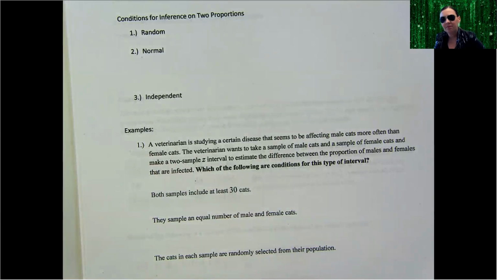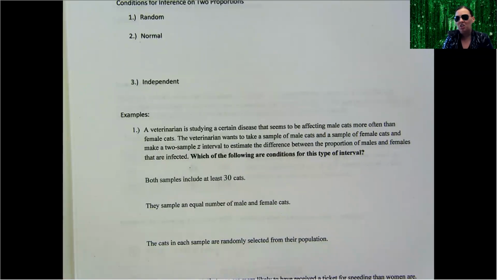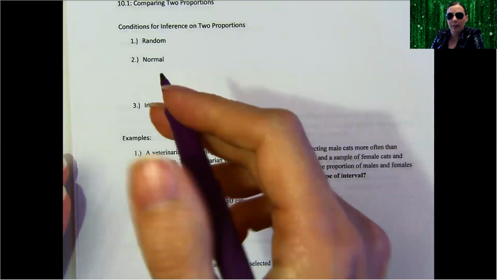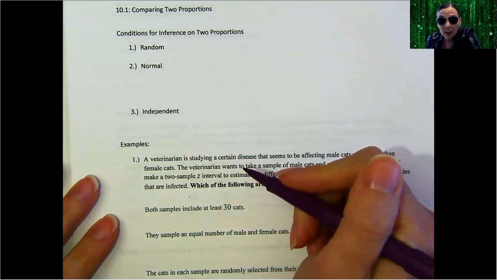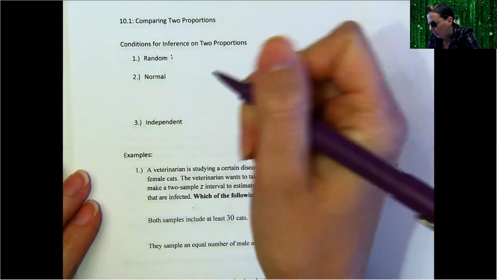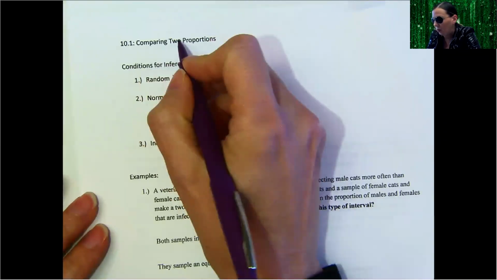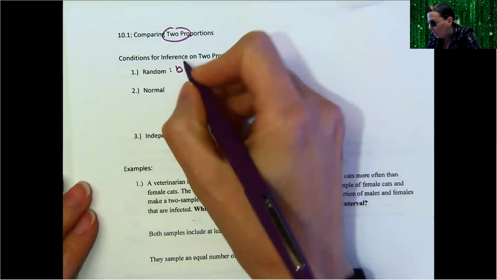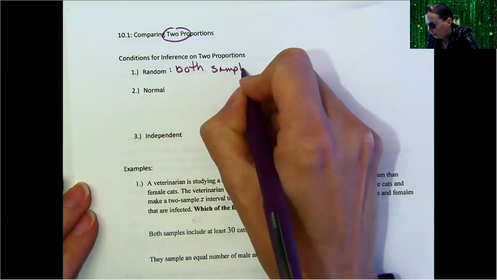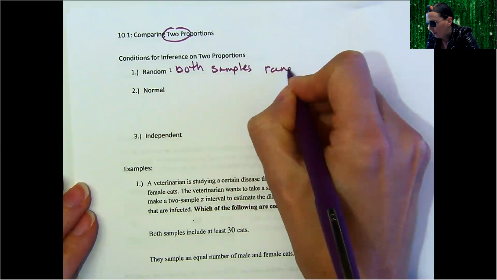All right. So we know that those conditions are still around. These gatekeepers are going to be happening over and over and over. So random. You want to make sure both samples are random, right? Because we're talking about two groups, two proportions. So both samples have to be random.